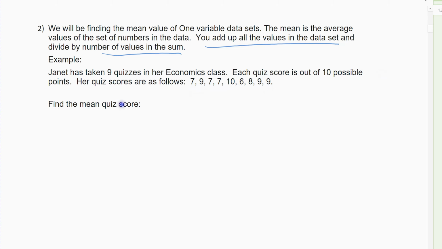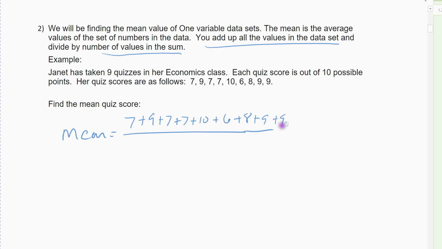Her mean, which is her average quiz score. Well, the mean would be the sum of all of the values. So I take the 7 plus the 9 plus the 7 and another 7, the 10. So basically I add up all of those values, making sure I don't miss any. 2, 3, 4, 5, 6, 7, 8, 9. And then we divide by, there were nine scores that I added together, all right?